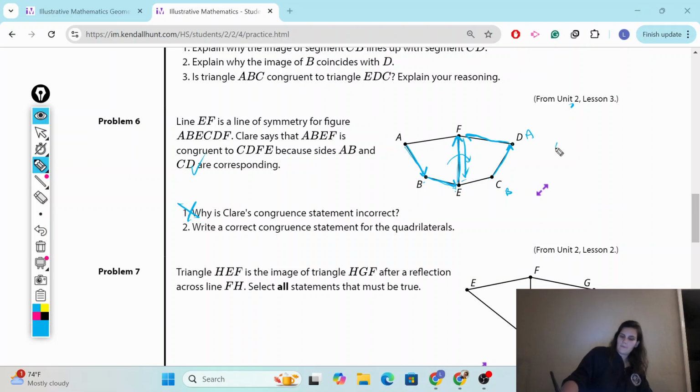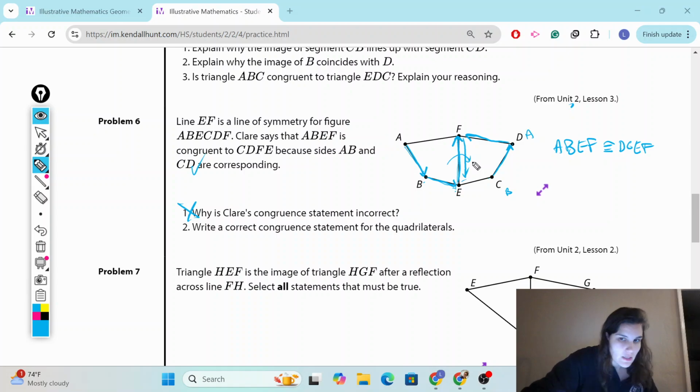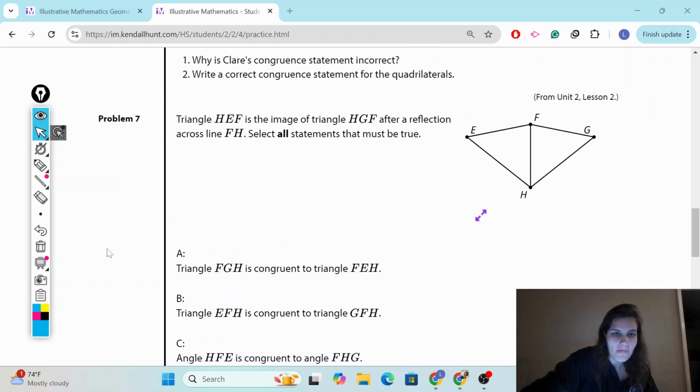It is not corresponding. So if we wanted to say ABEF is congruent, well, AB is like DC, BE is like CE, and then EF is EF. And that would be our correct congruency statement. So use your visualizations, use your tracing paper, watch this question again if you have any questions, and we're going on to the next one.